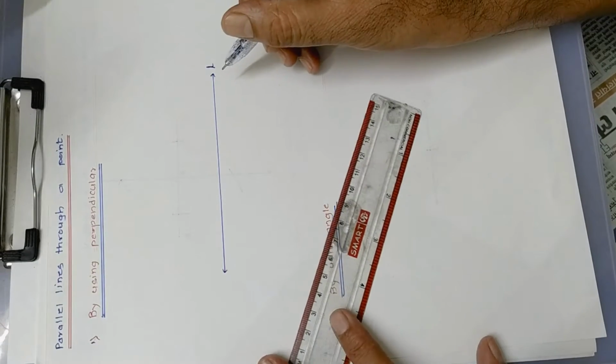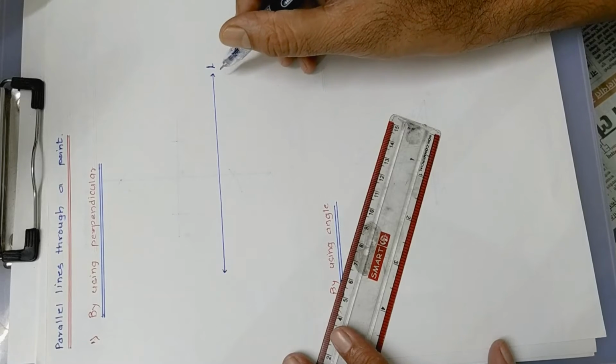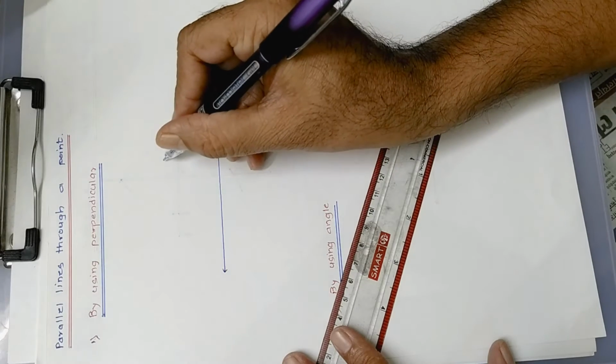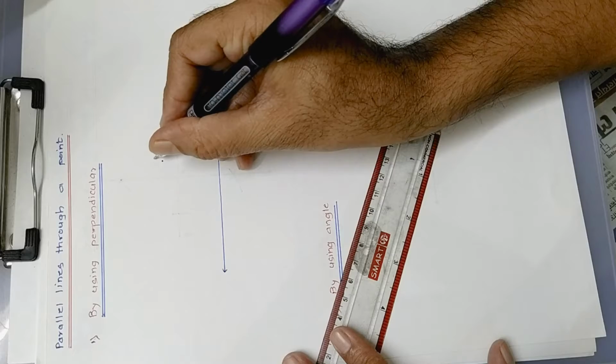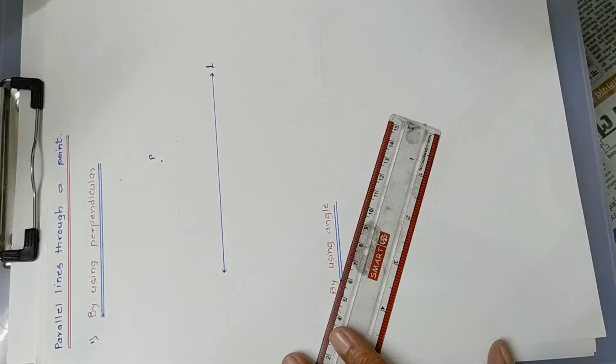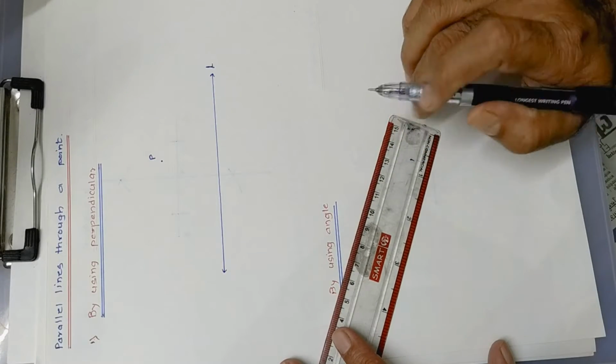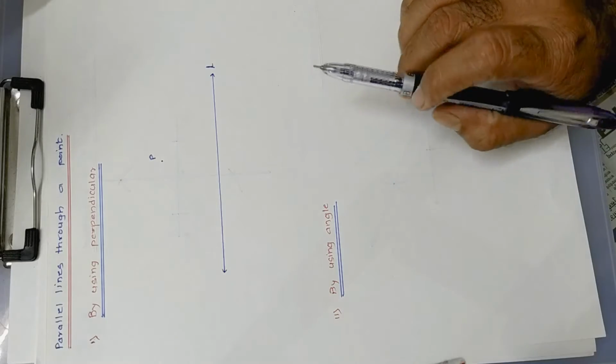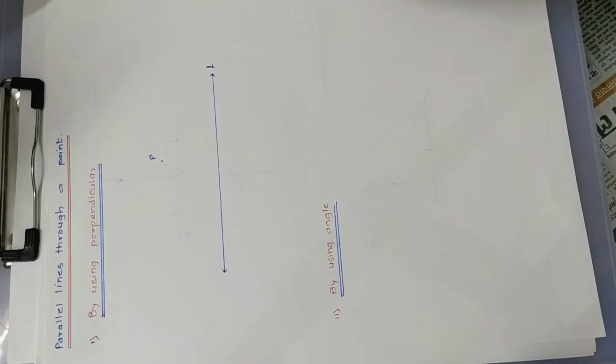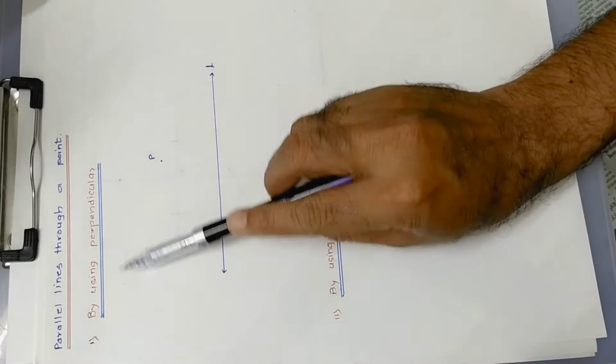Now I want to draw a line which is parallel to line L from a point, say suppose here I am taking any point, say P. So for that purpose, two methods are there. The first method I am explaining by using the perpendicular.